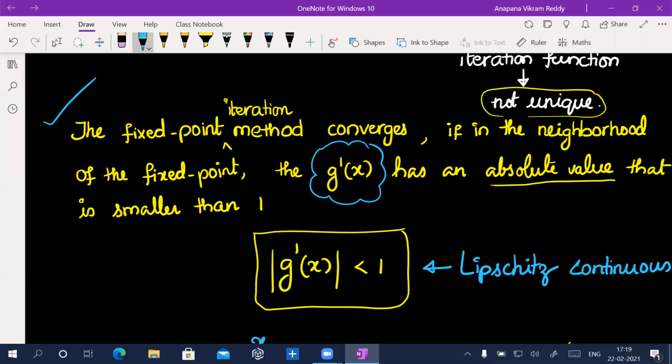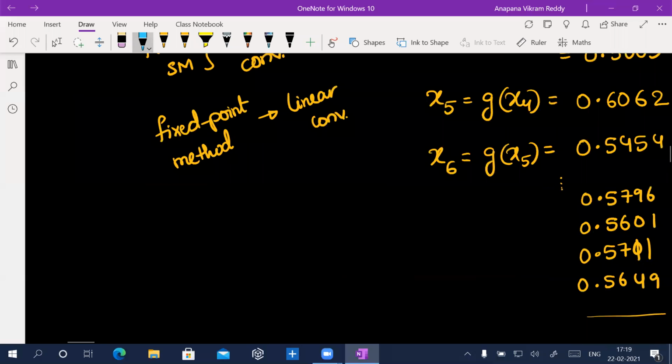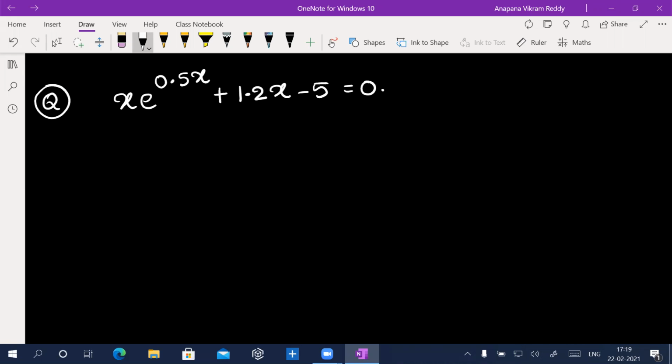Okay, so that's the motto. Now, to support or validate that particular statement, we will solve a simple question. For example, you have a question like this: x e to the power of 0.5x plus 1.2x minus 5 is equal to 0.